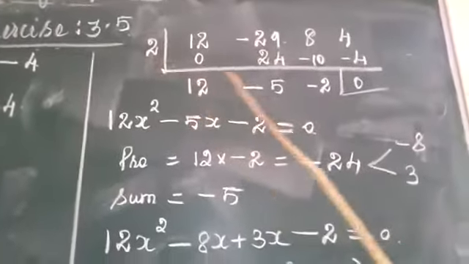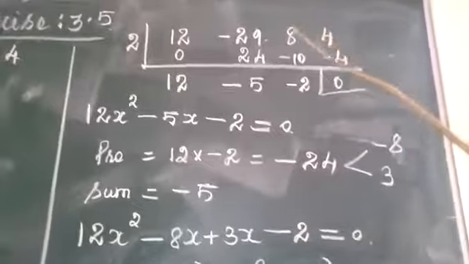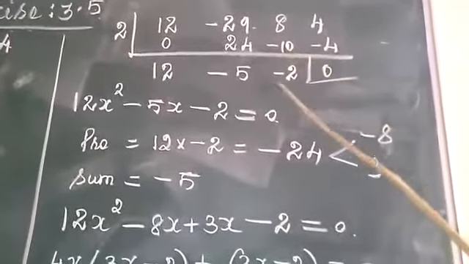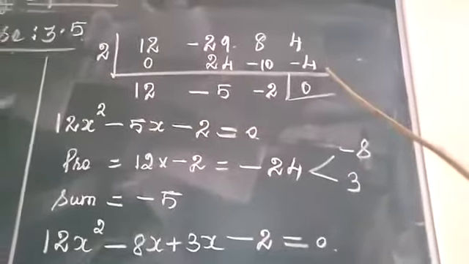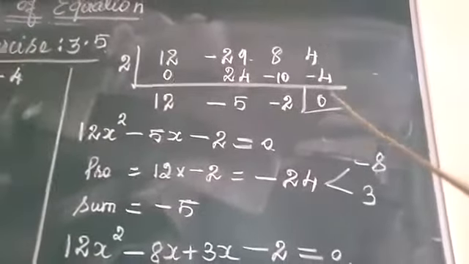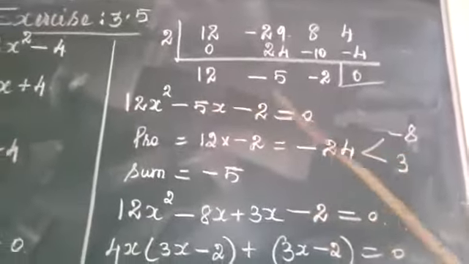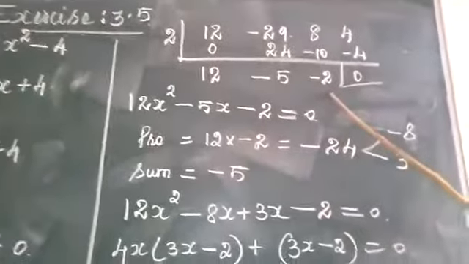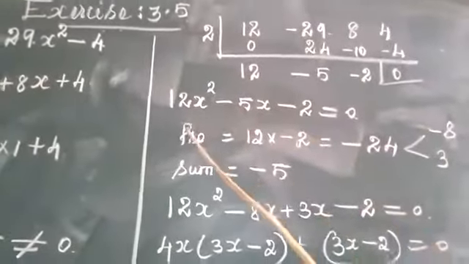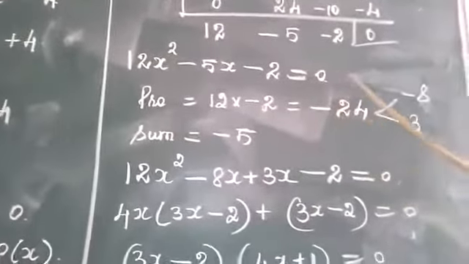Next you have to multiply these two. 2 into minus 5 will become minus 10. Now 8 minus 10 is minus 2. Next 2 into minus 2 will become minus 4. Now 4 minus 4 is 0. Now with the remaining terms, we have to form a quadratic equation. That is 12x square minus 5x minus 2 is equal to 0.